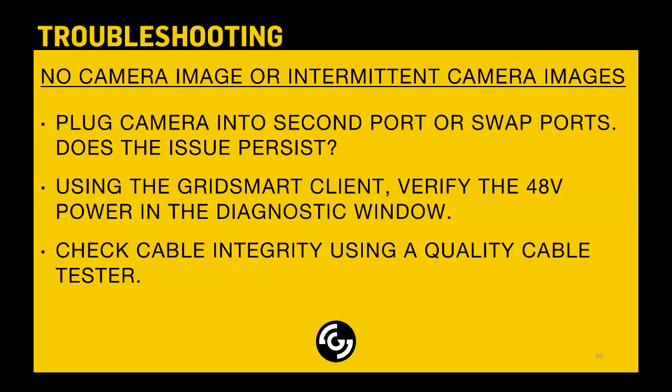The next thing you can do using the client is under the diagnostic window, that shows all of the voltages for the system. The 48 volt power supply is for the camera. So if for some reason that 48 volts is showing 0, then you can unplug the camera, and if the 48 volts returns, then you know there's probably a short somewhere between the processor and the camera. That may be a nicked wire. It could be something in a connector. So looking at the 48 volts in the diagnostic window will help you identify any shorts or things like that with the cable.